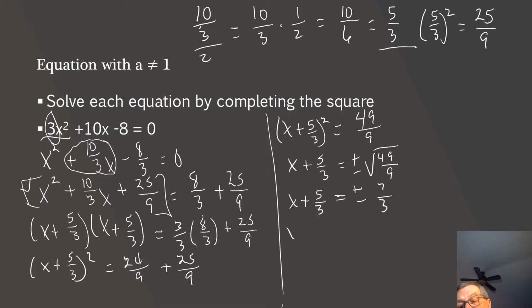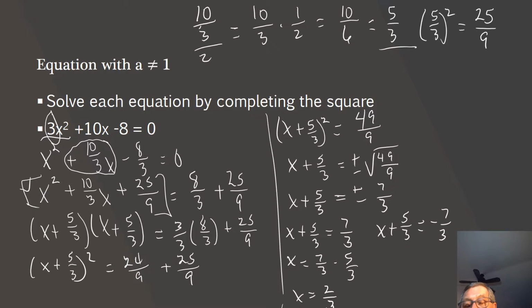So we got x plus 5/3 equals positive 7/3. And we're going to have x plus 5/3 equals negative 7/3. And we're going to subtract 5/3 from both sides. So x is equal to 7/3 minus 5/3. And this is just going to be equal to 2/3.